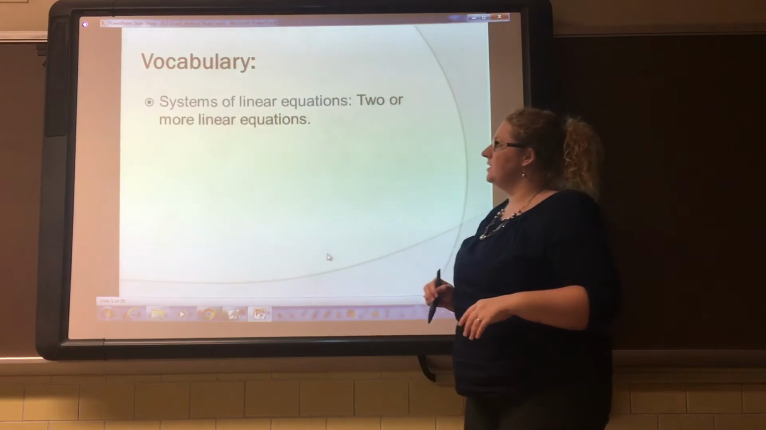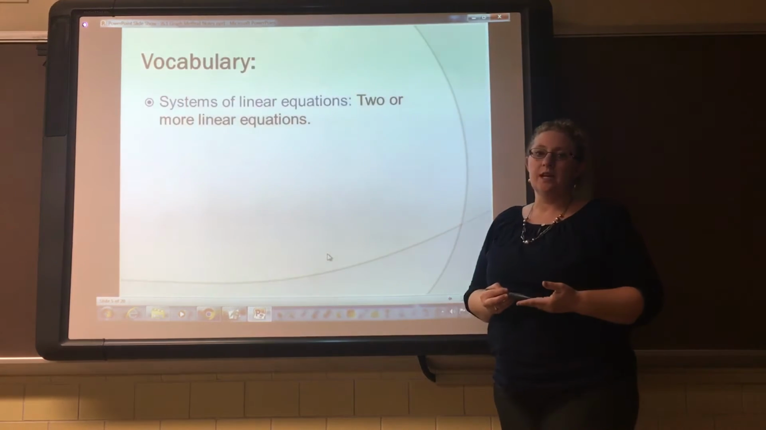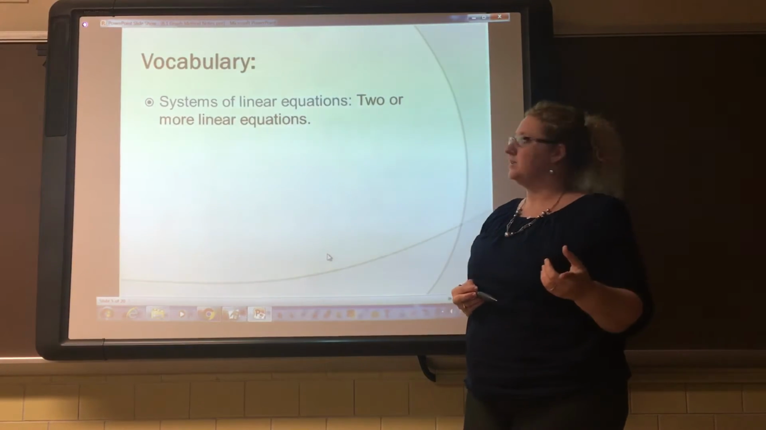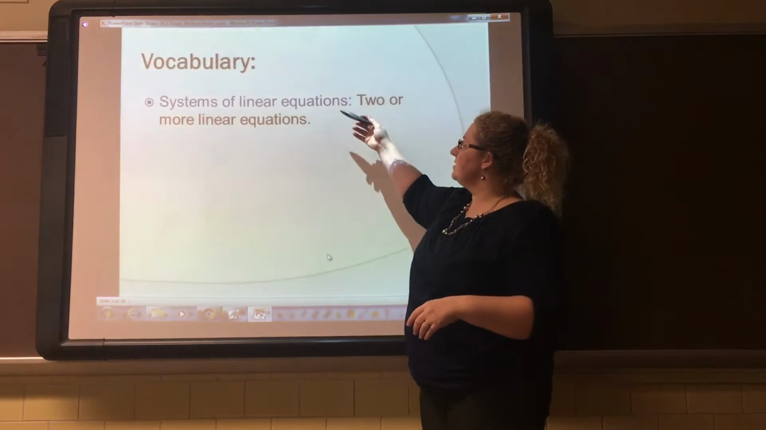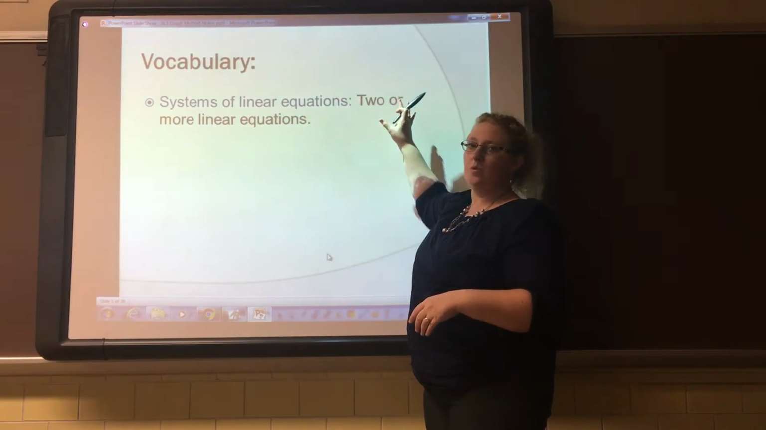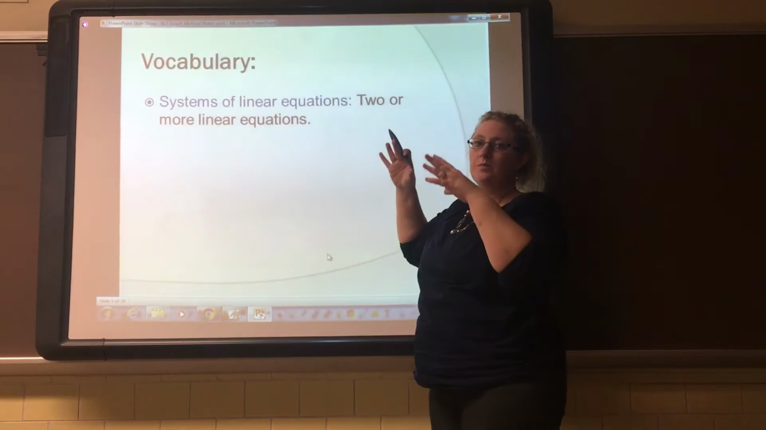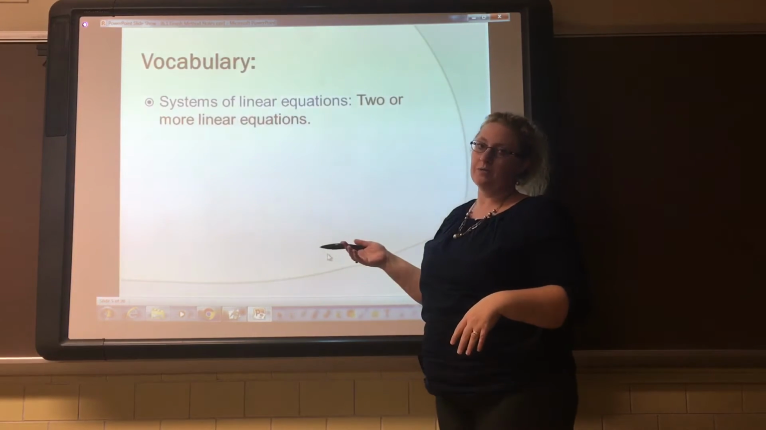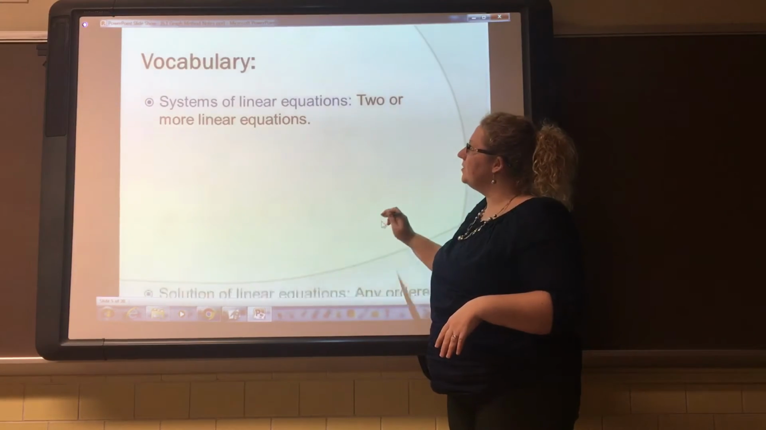All right, so let's go ahead and dig into our vocabulary. So today we're going to be talking about systems of linear equations versus the inequalities that we did last week. And a system simply means it is 2 or more. And for Algebra 1, we're dealing with 2 equations. Once you move on to Algebra 2, then you'll be dealing with 3 or 4 equations at the same time.